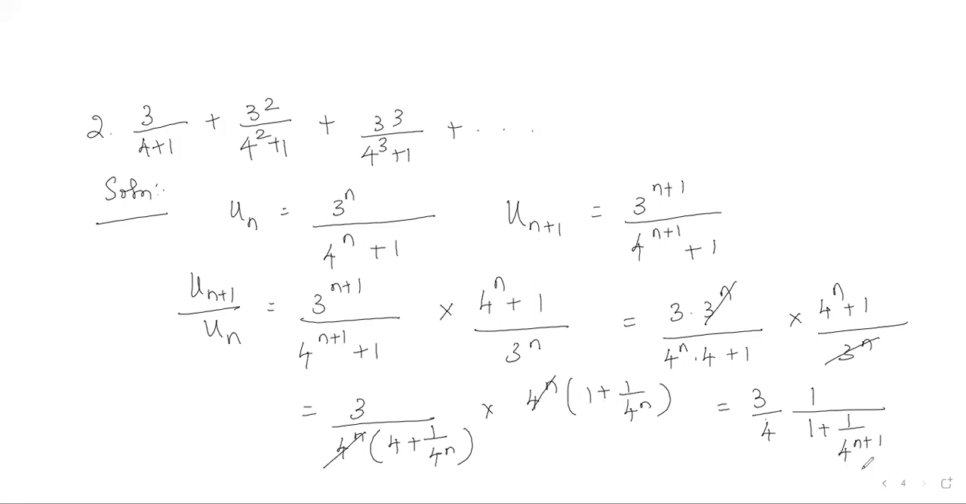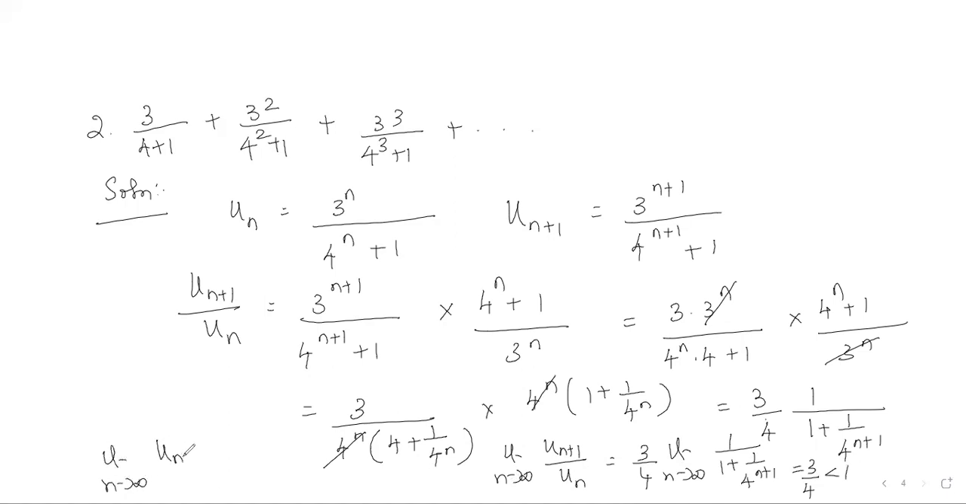Now let us find out the limit. Therefore, limit n tends to infinity of un plus 1 by un is equal to 3 by 4, which is constant, times limit n tends to infinity of 1 by (1 plus 1 by 4 power n plus 1). So therefore, I'll be getting 1 plus 0 in the denominator, so my answer will be 3 by 4. So 3 by 4 is certainly less than 1. Therefore, limit n tends to infinity of un plus 1 by un is equal to 3 by 4, which is less than 1. Therefore, sigma un is convergent.